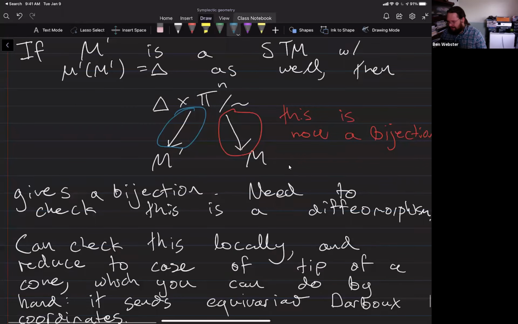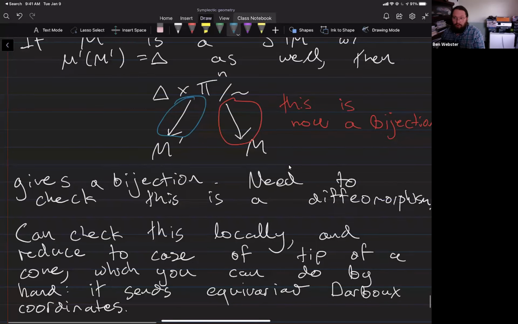I claim it is. I claim that this becomes a local issue. Being a diffeomorphism is local, so you only need to check it around each point, and it really only reduces to the case of a vertex. If you have some point that's on a face that isn't a vertex, you can think of it as something boring and smooth going along the face and something that looks like a vertex for a smaller polytope going the other way. And then you can do it by hand.